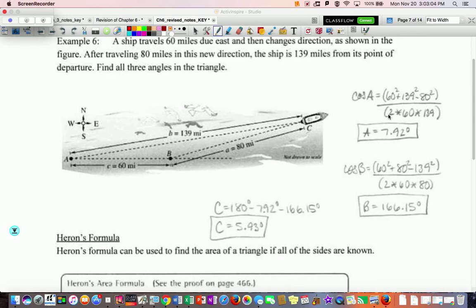So here are the answers we were getting. Angle A is 7.92. Angle B, the obtuse one over here, biggest side, 139, so it should be the biggest angle. That's 166.15, and C is about 5.93. So hopefully those were the answers you got.